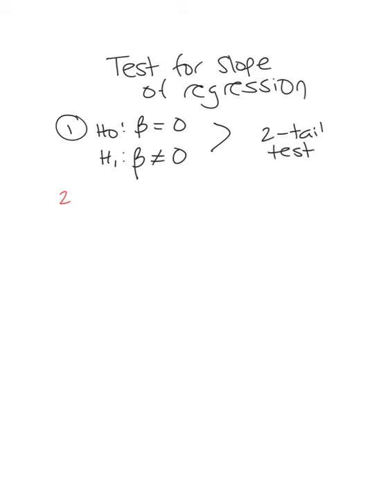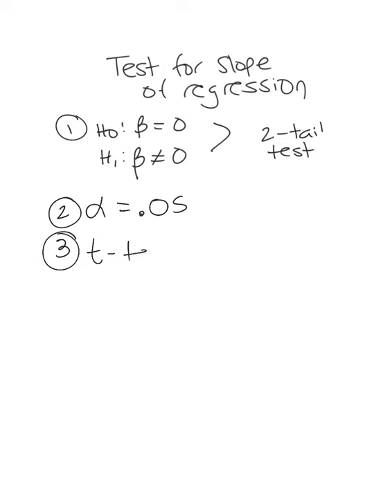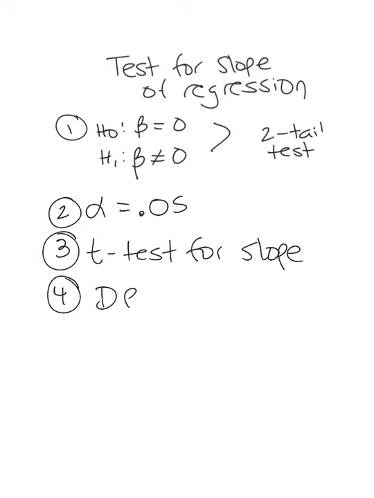Just like in our correlation test, we'll just use an alpha of 0.05. Step 3, this is going to be a t-test for the slope. Okay, step 4, our decision rule.